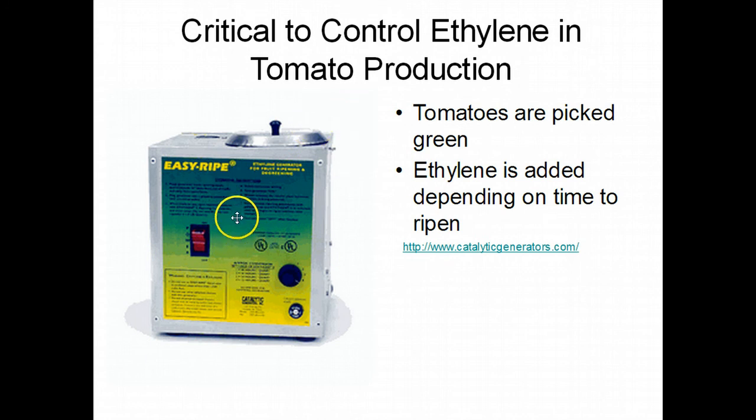Here's something you're going to see wherever tomatoes are processed. This thing is an ethylene generator. And the thing is that tomatoes are not picked green. They're picked at a certain stage that's not quite green, and then the ethylene is added later. What's a vine-ripened tomato? What does it mean if a tomato is vine-ripened?